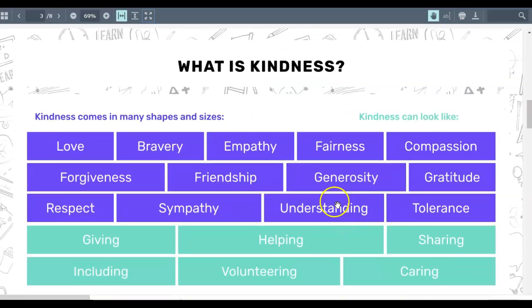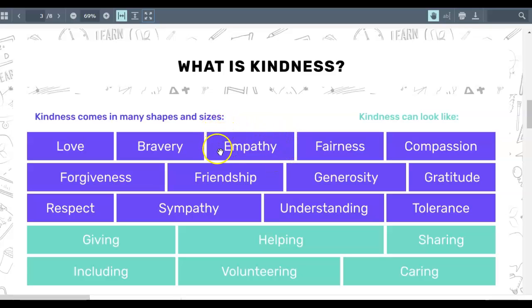All right, now we're just going to briefly talk about what is kindness. Kindness can come in many shapes and sizes. Love is kindness, right? Bravery. Empathy. Empathy is something that is a little bit hard to understand sometimes, because we think of empathy and sympathy as the same thing, but they're really not.